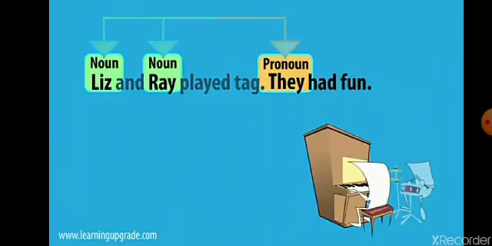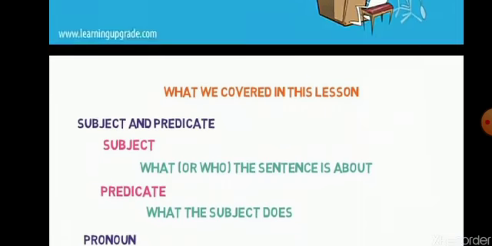Liz and Ray played tag. Liz and Ray had fun. Again, here twice we have used Liz and Ray. Now let's have a look at this sentence. Liz and Ray played tag. They had fun. Instead of using Liz and Ray again, we have used they over here. Now Liz and Ray, as you know, are names, which are nouns, and we have used they, which is your pronoun, instead of these two words.